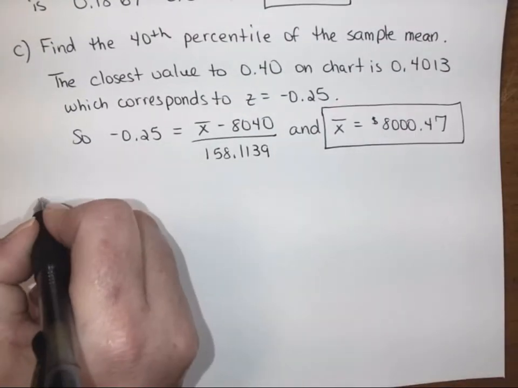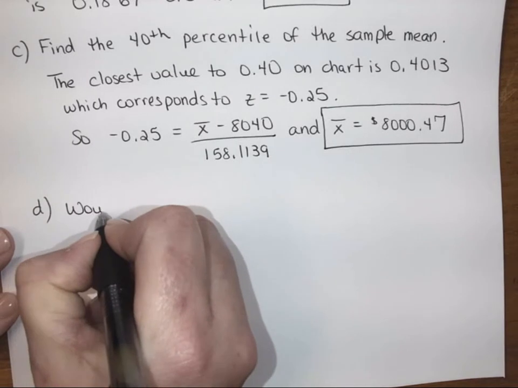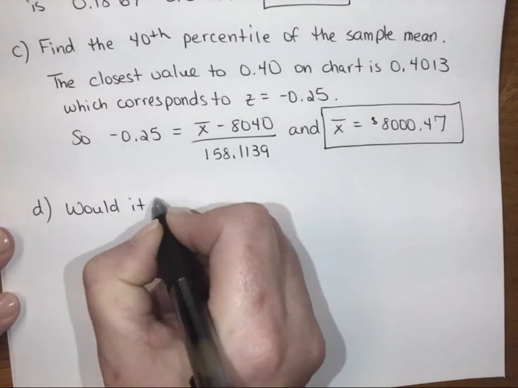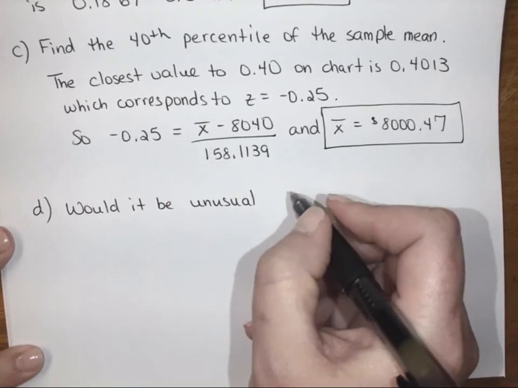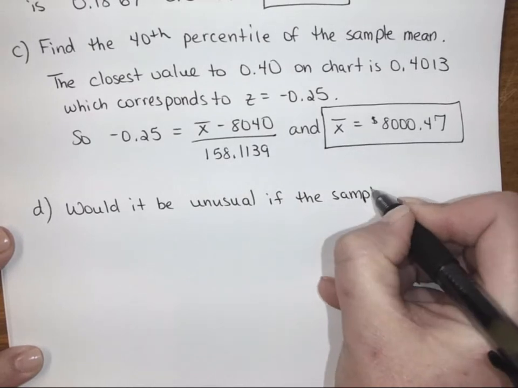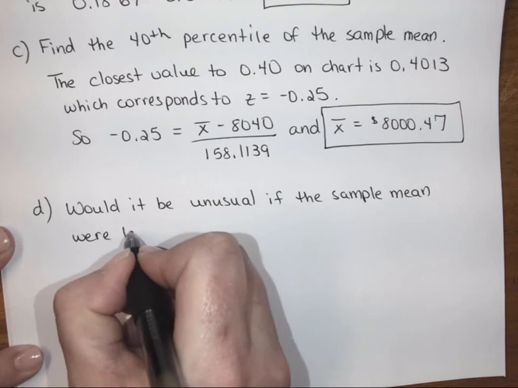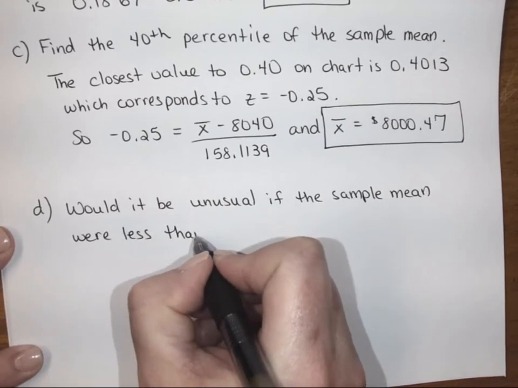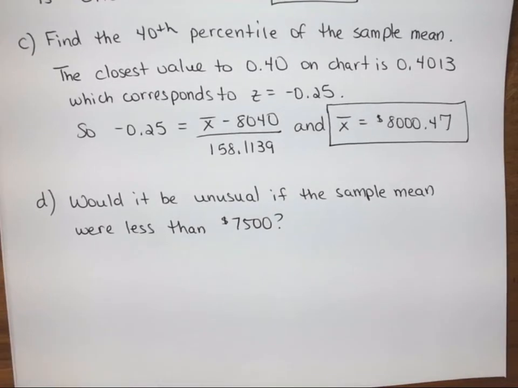Okay, so the last two questions of this section I really want you to pay attention to, and I want you to take really particular note that these two last questions are asking two different things. So part D, first I want you to tell me, would it be unusual if the sample mean were less than 7,500? Remember, 7,500 is quite a bit less than we expected. We expected 8,040.